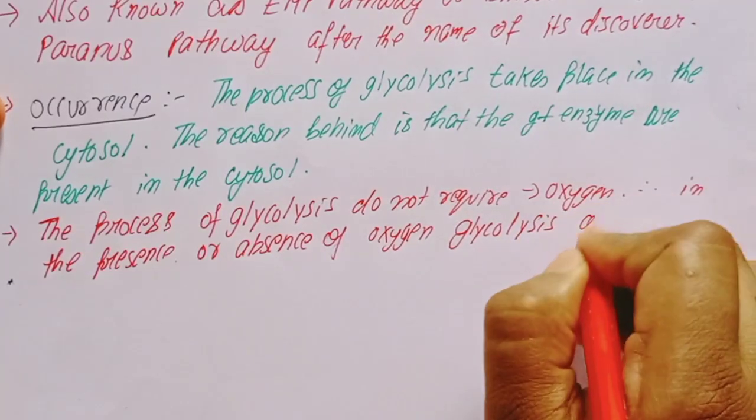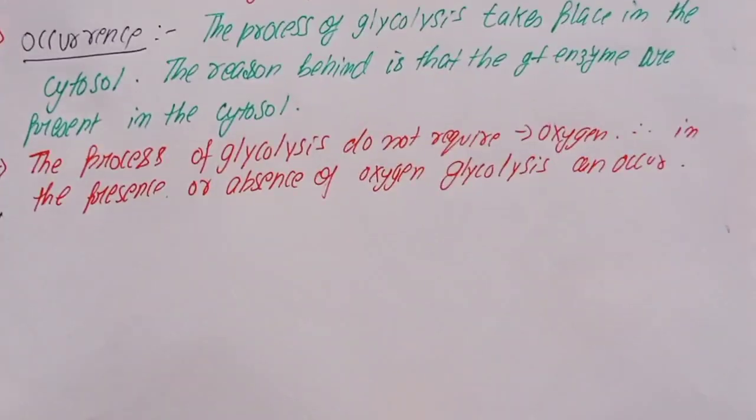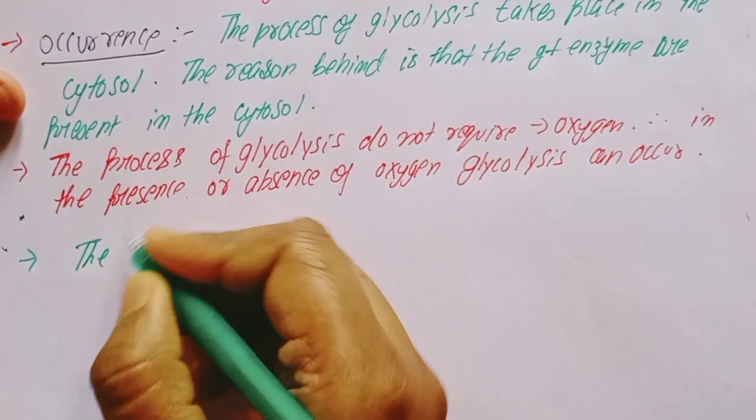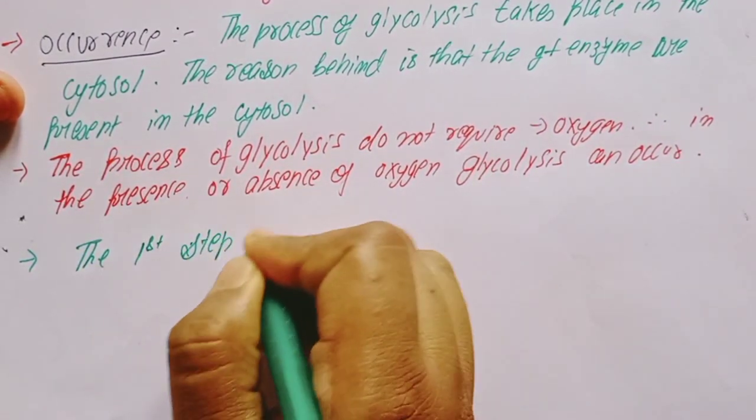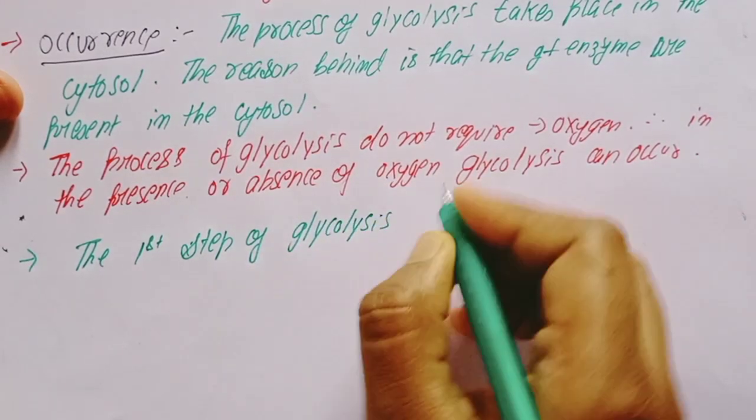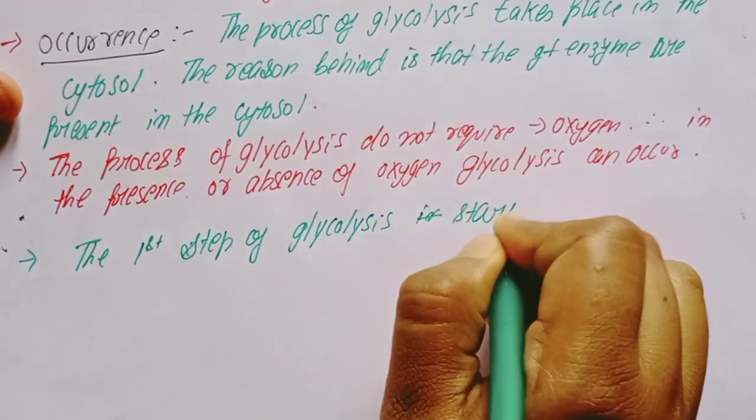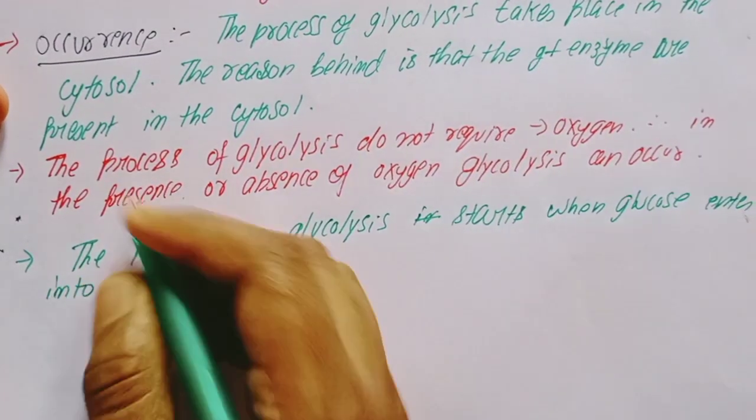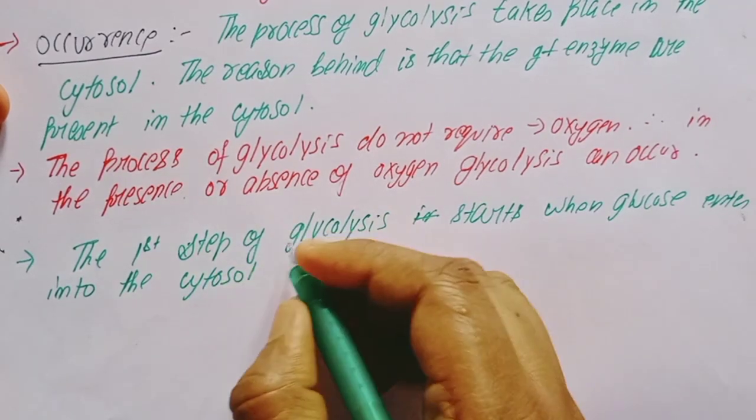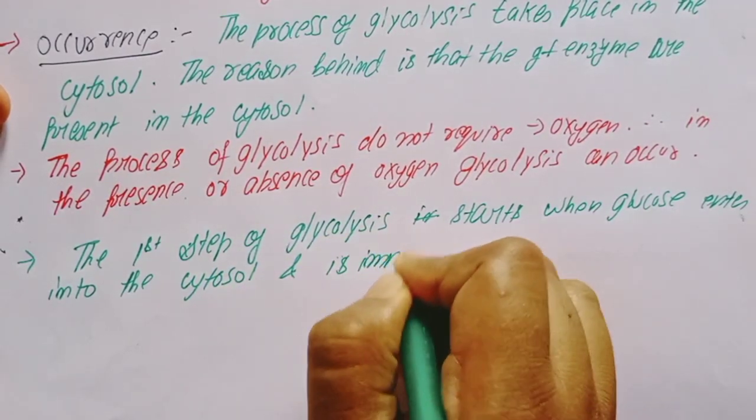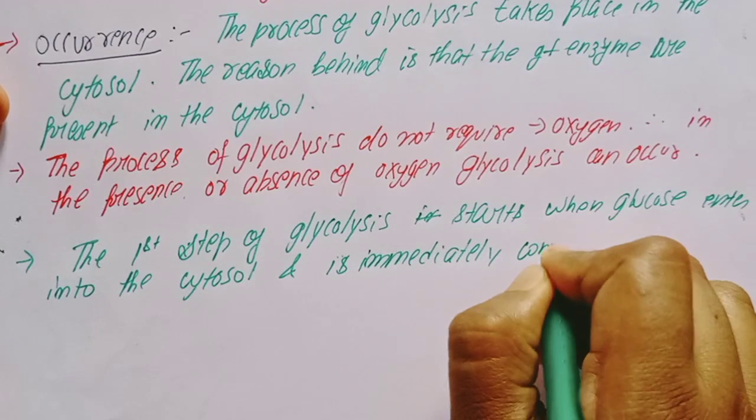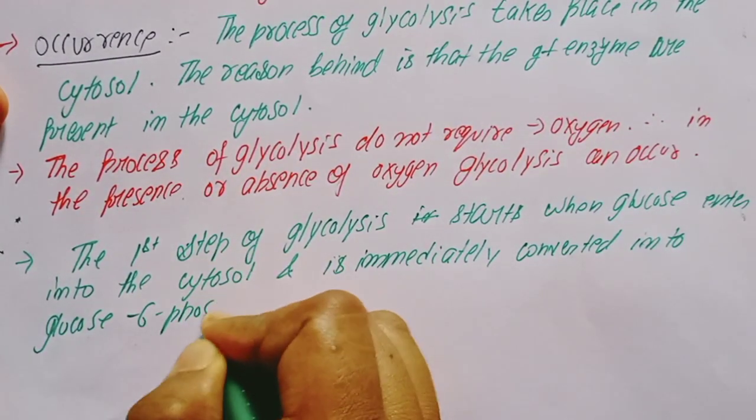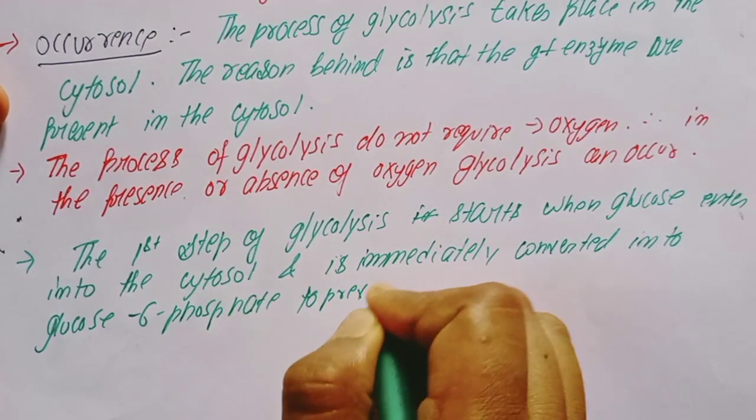The process of glycolysis starts when glucose enters into the cytosol and it is immediately converted into glucose 6 phosphate. This is the first step of glycolysis. The reason behind the formation of glucose 6 phosphate is that the glucose cannot escape out of the cytosol.